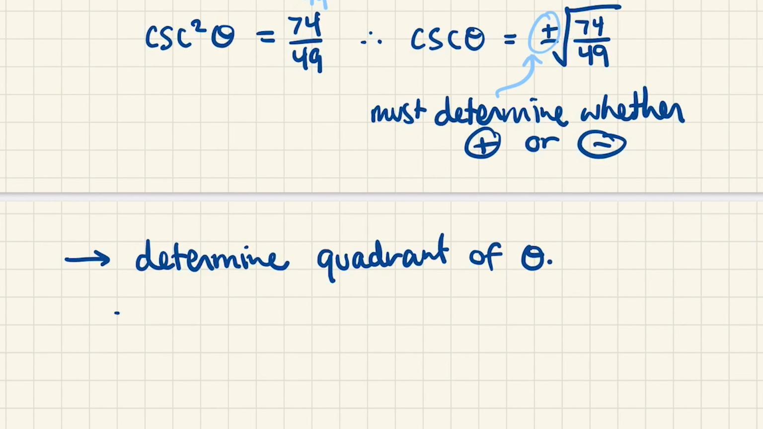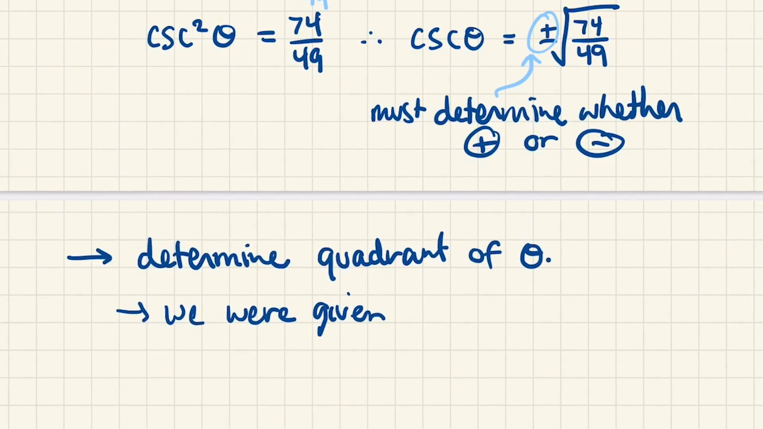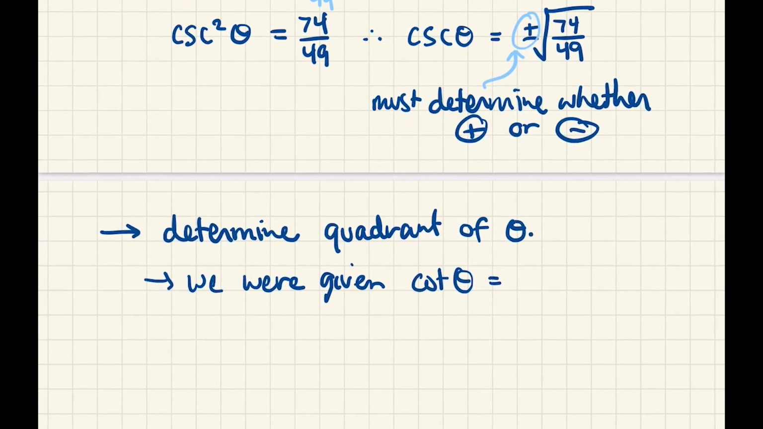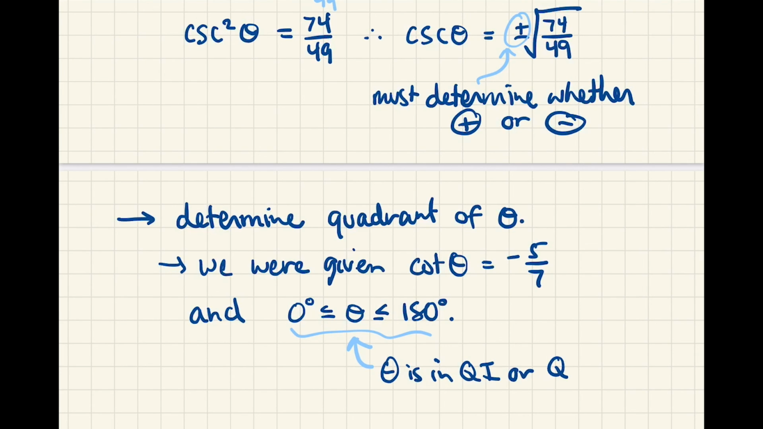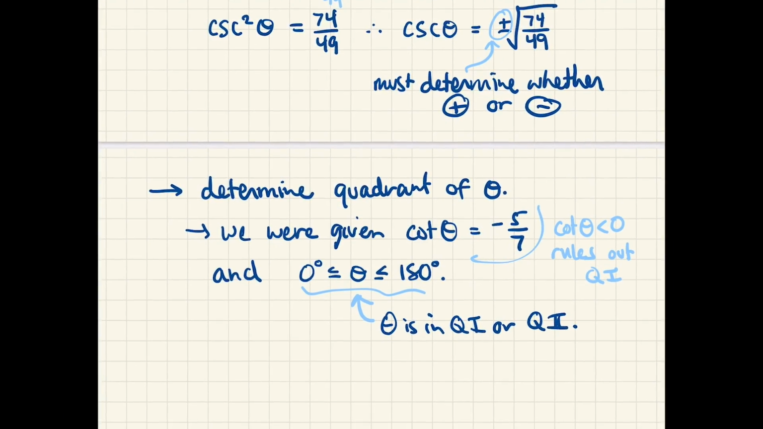So what were we given? We were given that cotangent of theta is negative 5 over 7. And we were also given that theta is between 0 and 180 degrees. So the 0 to 180 tells us that theta's in quadrant 1 or 2. Cotangent of theta is negative. That rules out quadrant 1. So now we know that theta is in quadrant 2.